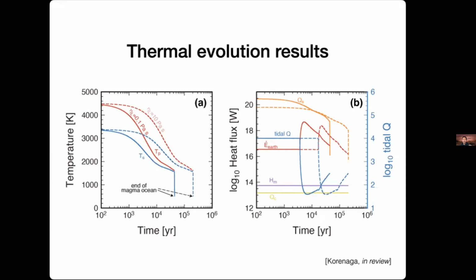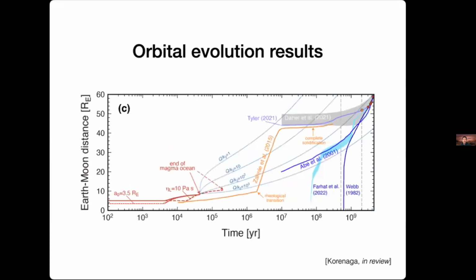And this is a critical difference from the previous work of Zahnle et al. 2015. And this is the corresponding evolution of lunar distance. During the magma ocean phase, recession of the Moon is fairly limited, and the Moon moves by only a few Earth radii. After the end of the magma ocean, a water ocean appears, and to guide our speculation, here I have drawn four hypothetical cases with different values of Q over Love number, k2.